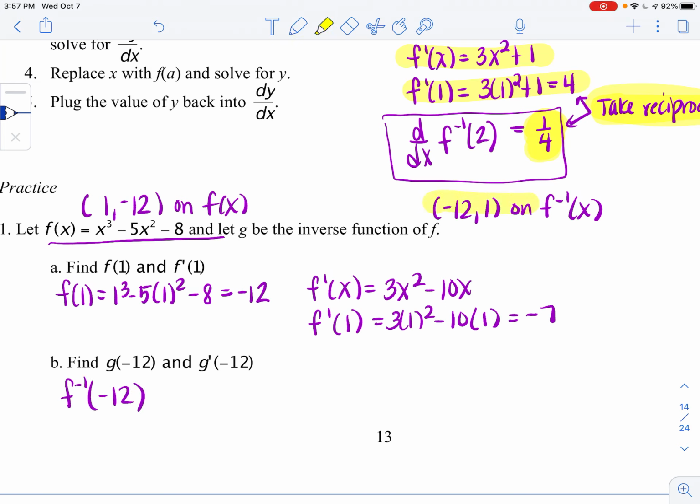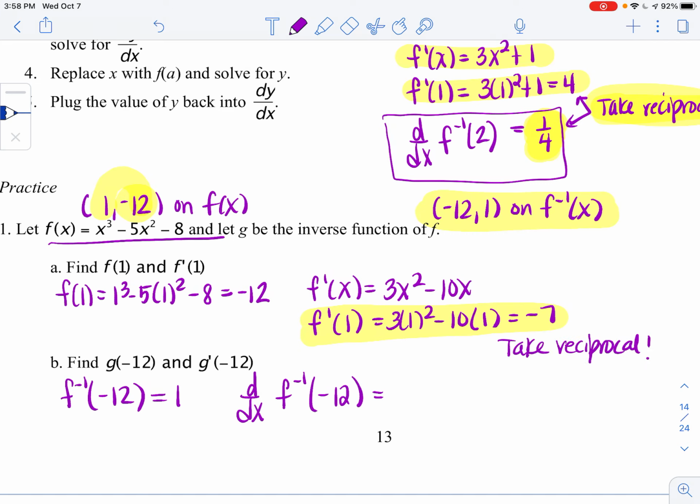So I can either look at this point right here, f inverse of negative 12 tells me that that's equal to 1, or like I had said before, you're theoretically working backwards. If the y value was negative 12 on the original, what x value goes with it, and that's why it's equal to 1. So now when I need the derivative of f inverse at negative 12, it means I take the regular derivative at the x coordinate that goes with negative 12, and then I take the reciprocal. Not negative reciprocal, just reciprocal. So that makes it negative 1/7, that's my final answer for the derivative of the inverse at negative 12.